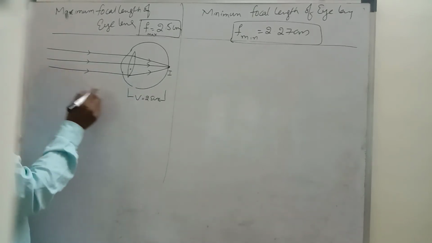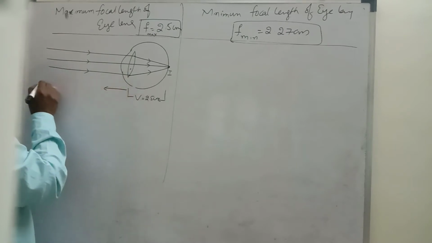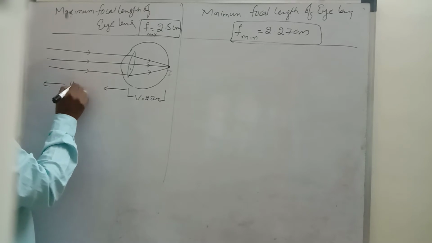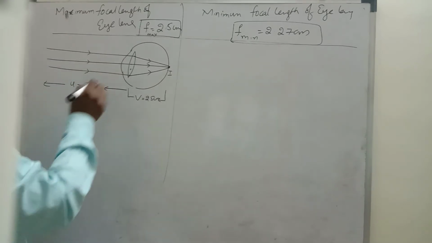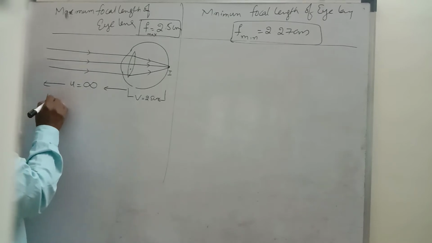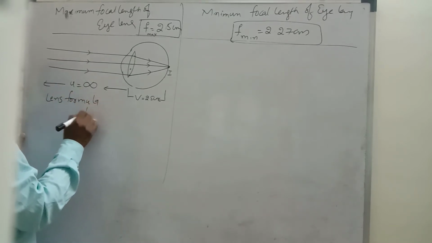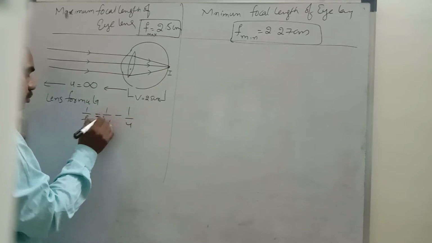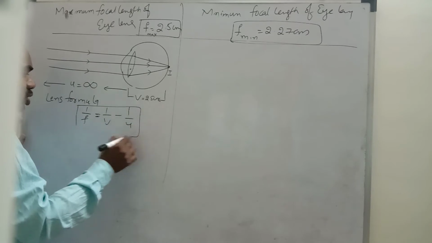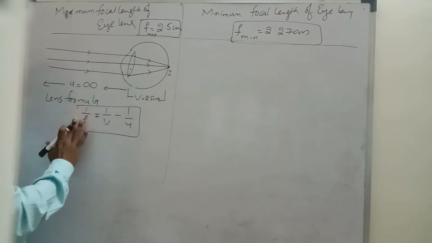Where is the object? The object is at infinity. The object distance is denoted by U, and it is infinite. It is a lens, so what is the lens formula? The lens formula is 1 by F is equal to 1 by V minus 1 by U. Before substituting all these values, we need to do sign convention. How to do sign convention?